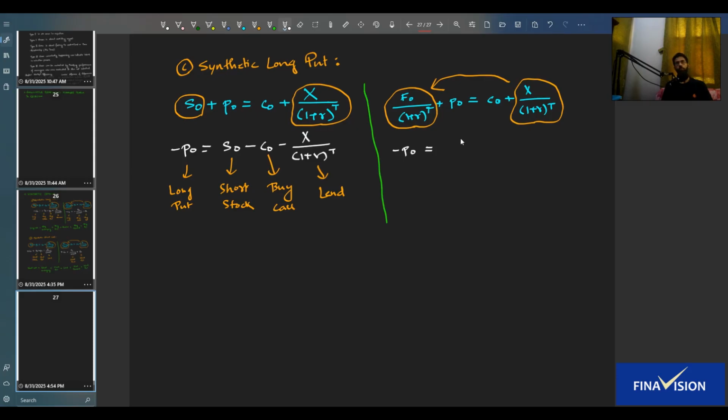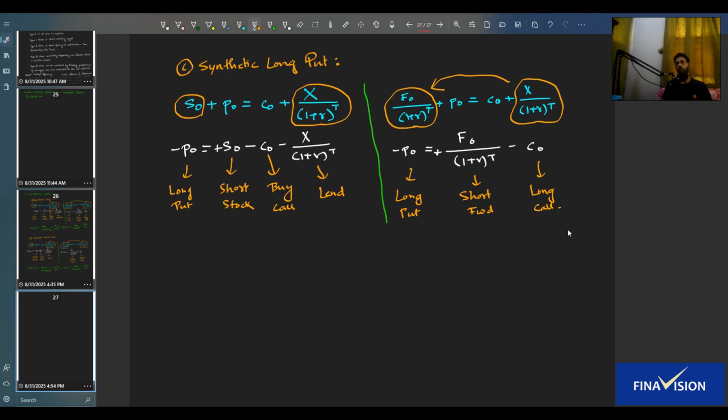Now, according to the put call forward parity equation, we can again create a minus P0. This is equal to present value of the forward contract. Actually, here there is a plus sign, right? In case of S0 also, in this case, there is a plus sign. So, I am writing it in both cases. 1 plus R to the power T minus C0. So, this simply means long put is equal to cash inflow due to the forward contract, which means short the forward contract, and cash outflow due to the call option, which means buy or go long the call option.